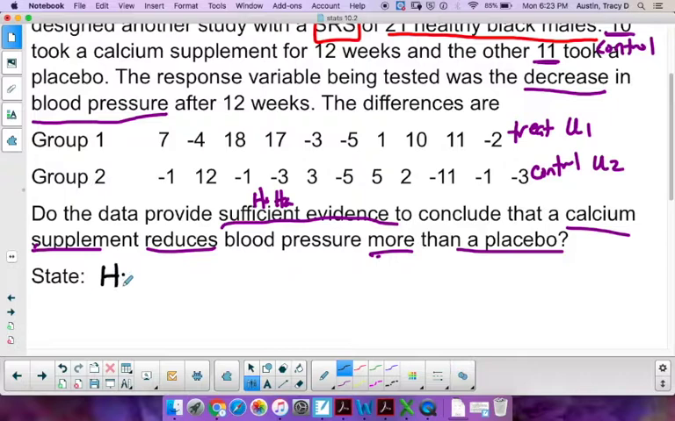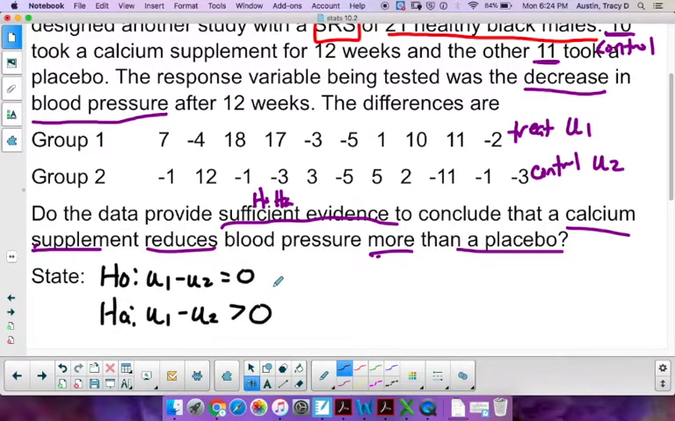Your state. Well, your null is always that there is no difference. Okay, and then we use the alternative as a test of what we're trying to prove. If the treatment group works better, as far as taking the calcium truly does reduce blood pressure more, then these should be bigger numbers and these should be smaller numbers, right? mu1 should be bigger, so that's going to be greater than 0. Okay, so it kind of does tell us our direction that we're going to need to do.